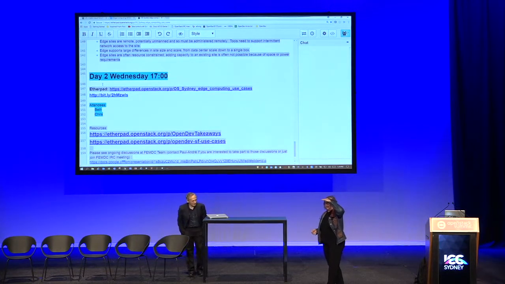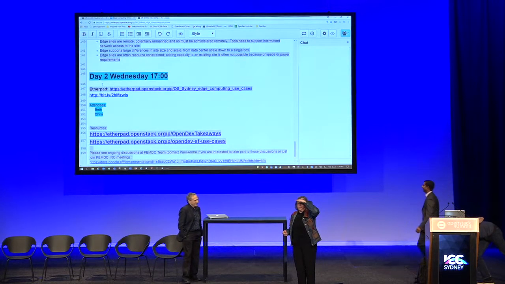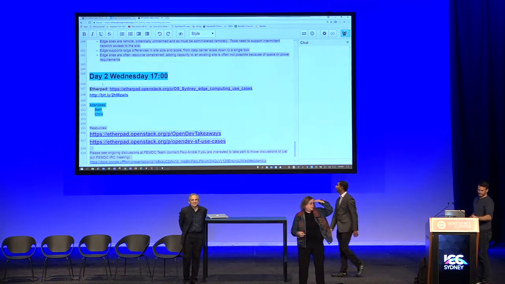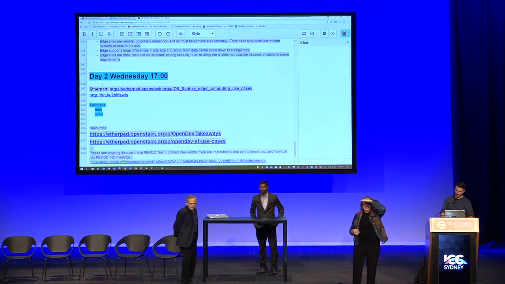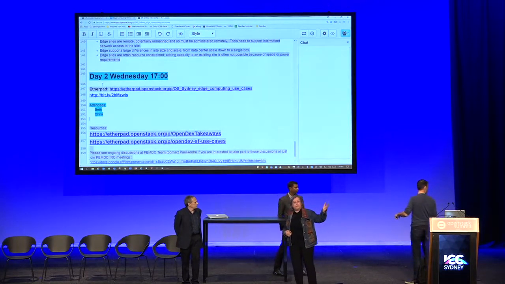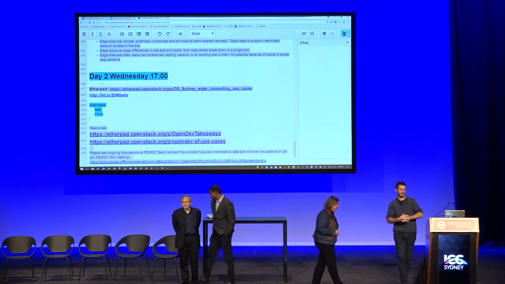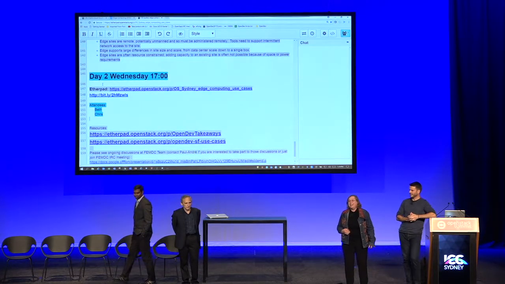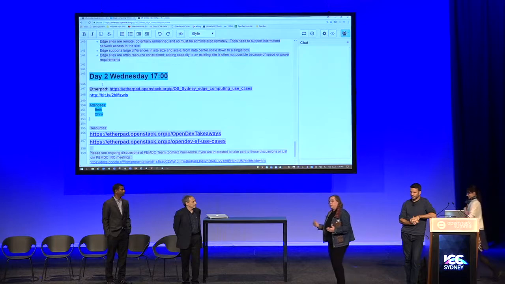We have the pleasure of being last of last, which is either a great thing or a really bad thing. And we, of course, also got the pleasure of being in a giant theater. Auditorium.